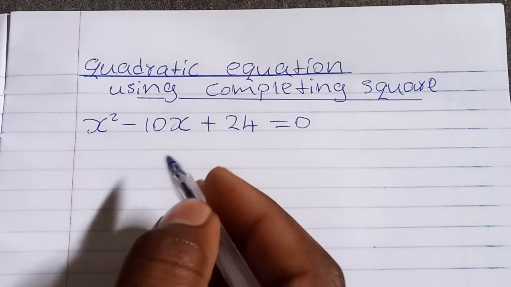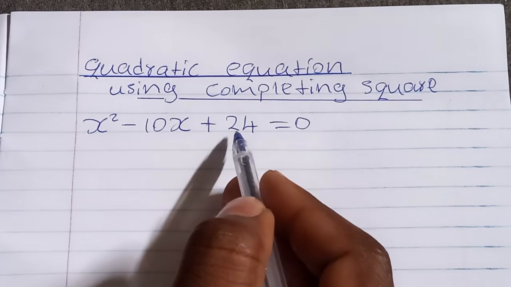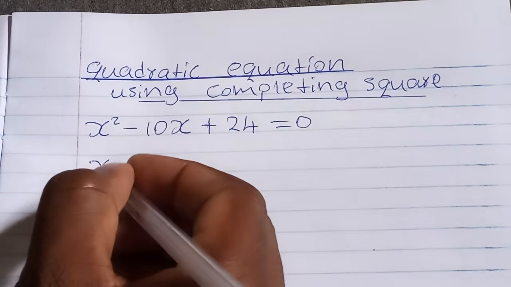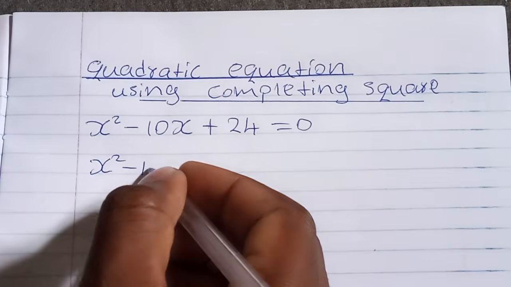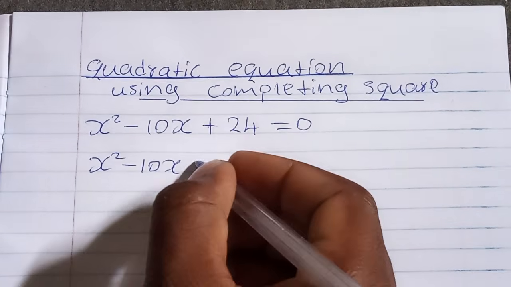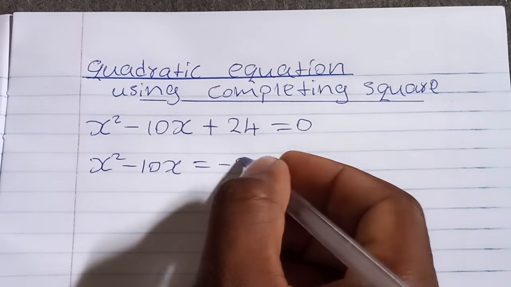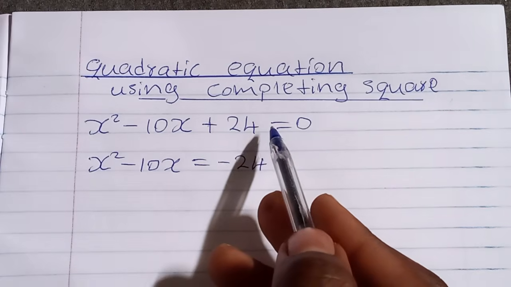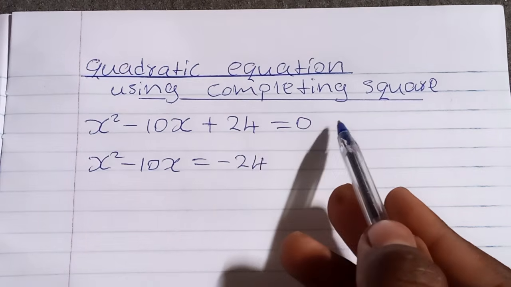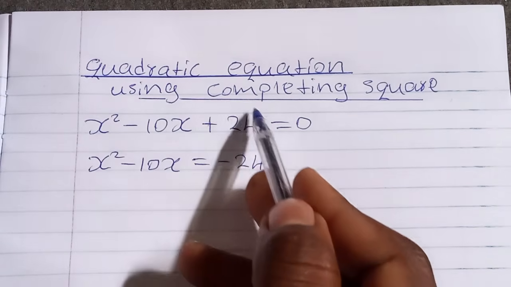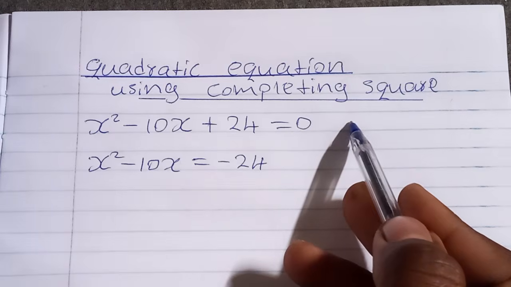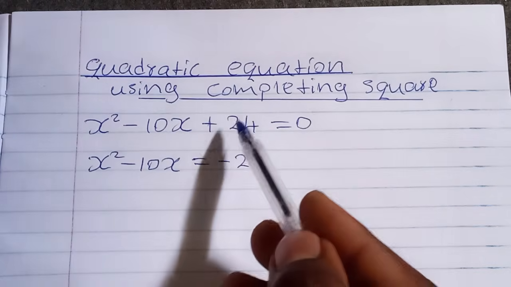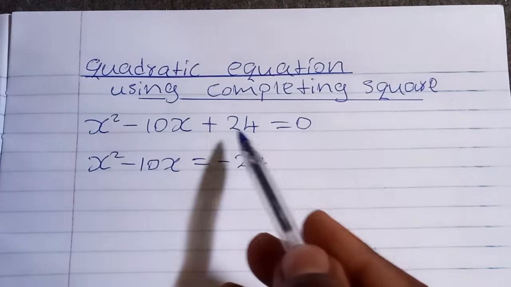So here, the first step is to make sure that 24 stands alone. So we are going to say x squared minus 10x is equal to negative 24, because the additive inverse of 24 is negative 24. So if we put a negative 24 here and a negative 24 here, we are going to have a 0. Then here we are going to have a negative 24. That's why we have come up with negative 24. Other people will just say this 24 will jump the equal sign and the sign will change.